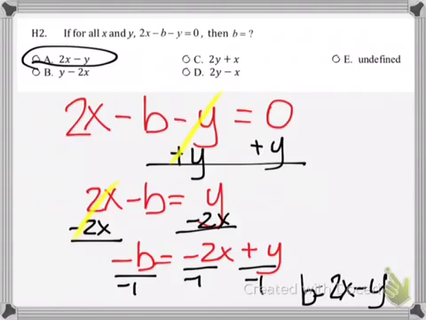Number 2. For all x and y, 2x minus b minus y equals 0, then b equals what? So what you're going to do is you want to isolate the b. So I eliminated the y on the left side by adding it. Then I eliminated the 2x by subtracting it from both sides. And then to get b all by itself, I divided everything by a -1. So the correct answer is A, 2x minus y.